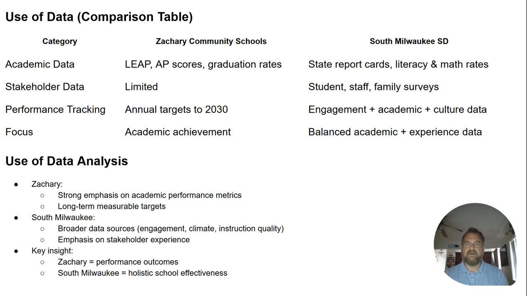The stakeholders are limited when you're talking about data with Zachary: who can see the data, who works with the data. South Milwaukee provided it for everybody, which is students, staff, faculty, and surveys. Zachary used more annual targets all the way up to 2030, and South Milwaukee used engagement, academic, and culture data. So the key insight is that Zachary was more performance outcomes, and South Milwaukee was more school effectiveness.